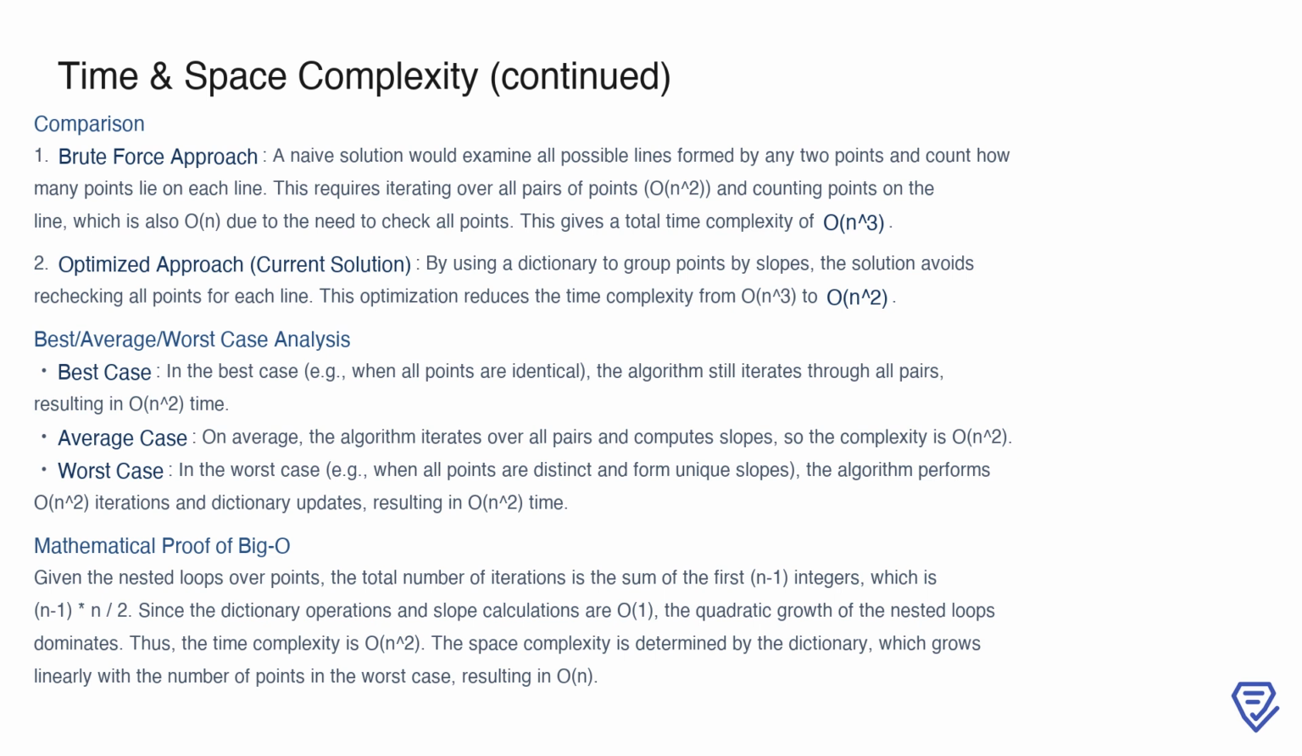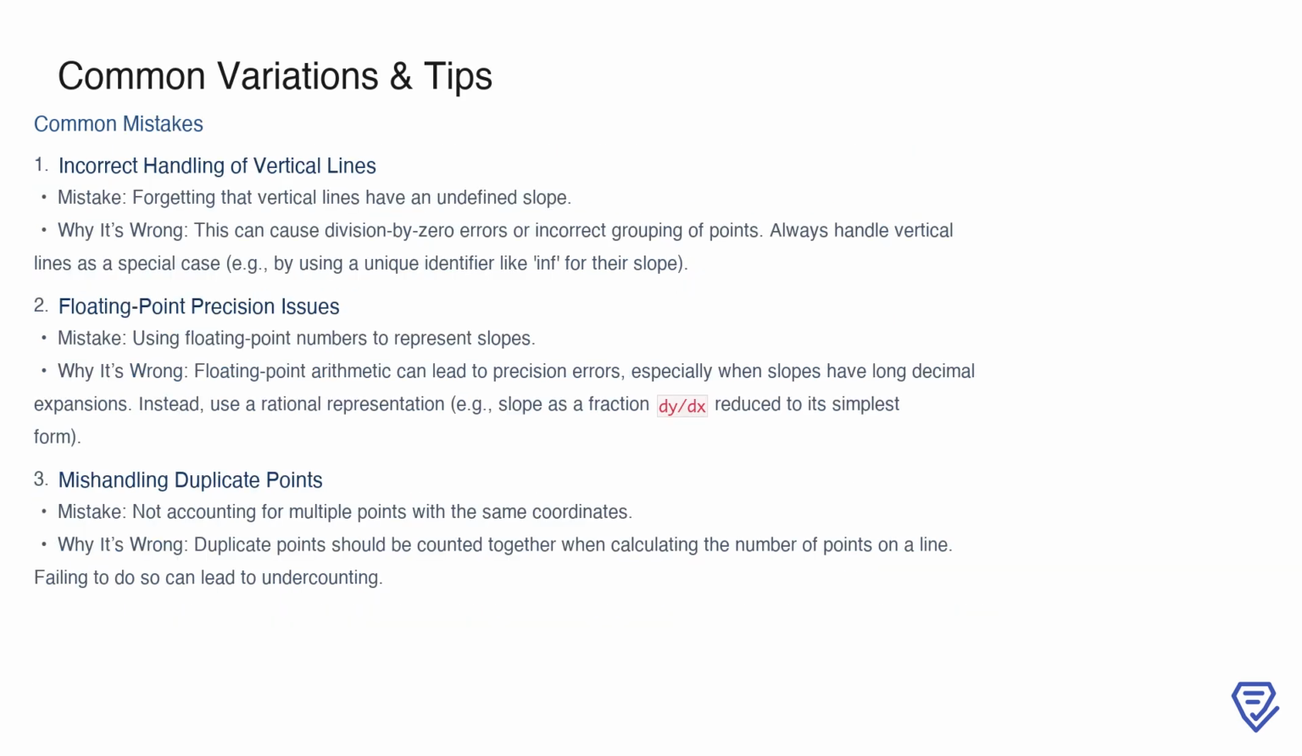Since dictionary operations and slope calculations are O(1), the time complexity remains O(n²), while the space complexity, determined by the size of the dictionary, is O(n). When solving the max points on a line problem, there are a few common mistakes to watch out for.